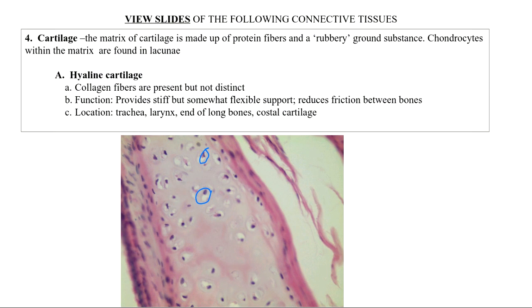And so we see hyaline cartilage, another pretty common type of connective tissue in the body. We see it in the trachea and the larynx. We also see it at the end of long bones for this hyaline cartilage. Pretty stiff, strong type of connective tissue.